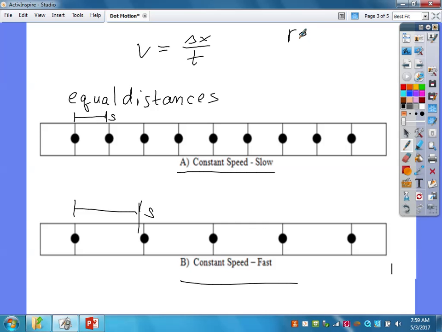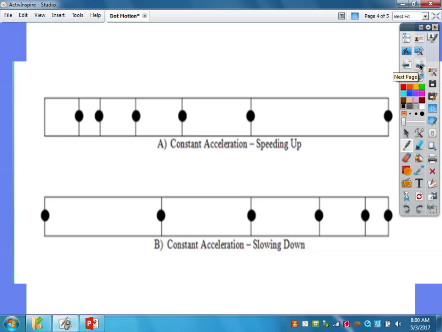I'll go ahead and say, think about what would happen if you're at rest. We don't really show rest because all that would happen is you'd be at the same spot over and over and over again. Obviously, if there's only one dot, the object's not moving. So we usually don't do rest motion dot diagrams. It's going to be constant speed or speeding up and slowing down.